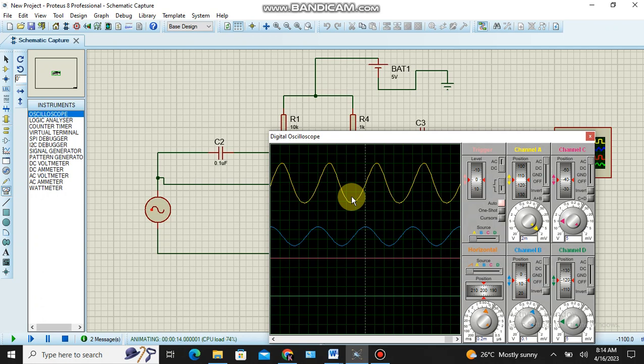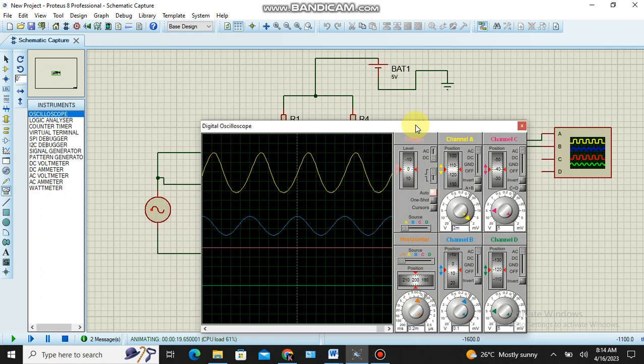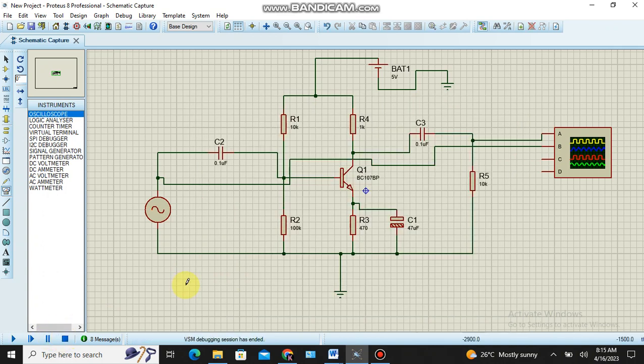In this circuit, I did not show you how to connect the circuit. In many videos I have shown how to place the components and how to connect. This is a little bit of a big circuit. That's why I already connected the components and I show you only the response. I think this video is also useful for you. You can learn something about the BJT amplifier.